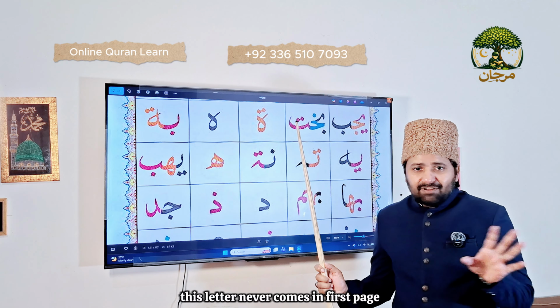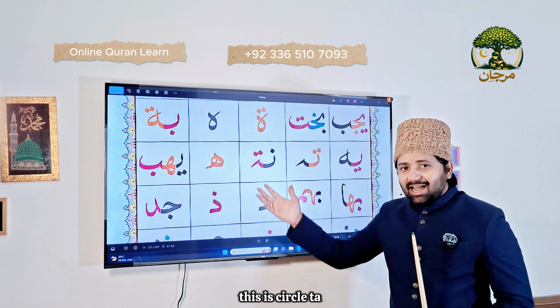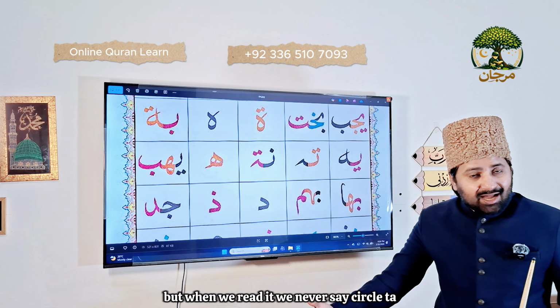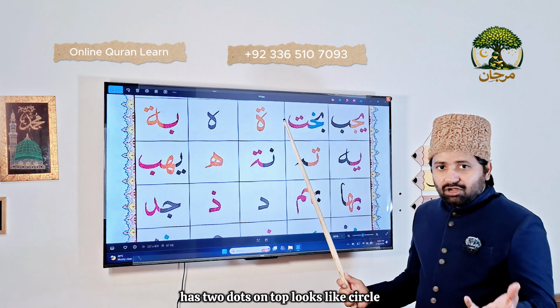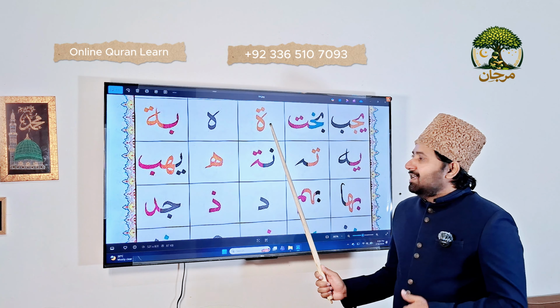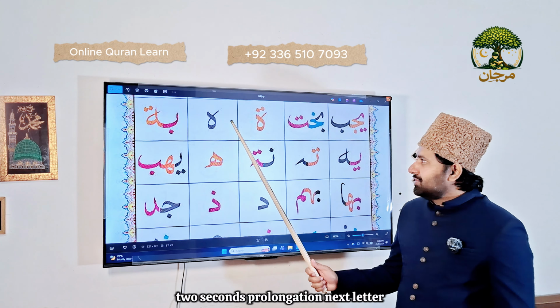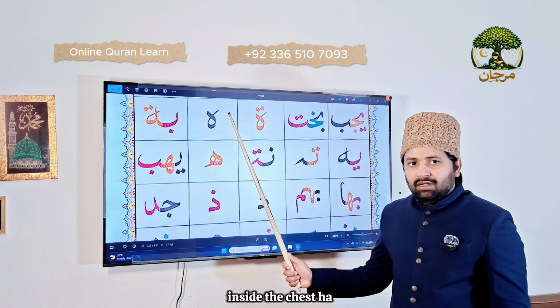This letter never comes on the first page. This is coming for the first time. This is circle Ta. But when we read it, we never say circle Ta. We just say Ta, but this is circle Ta. It has two dots on top and looks like a circle. Ta, two seconds of pronunciation. Next letter, circle Ha, comes from the bottom of the throat, inside the chest.